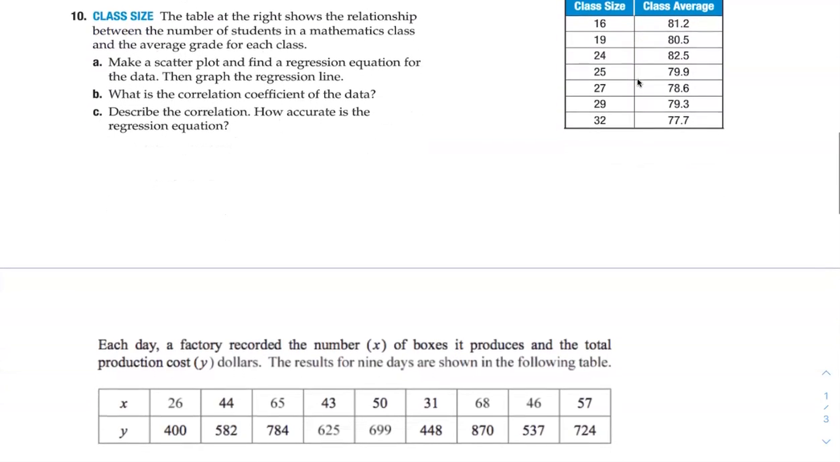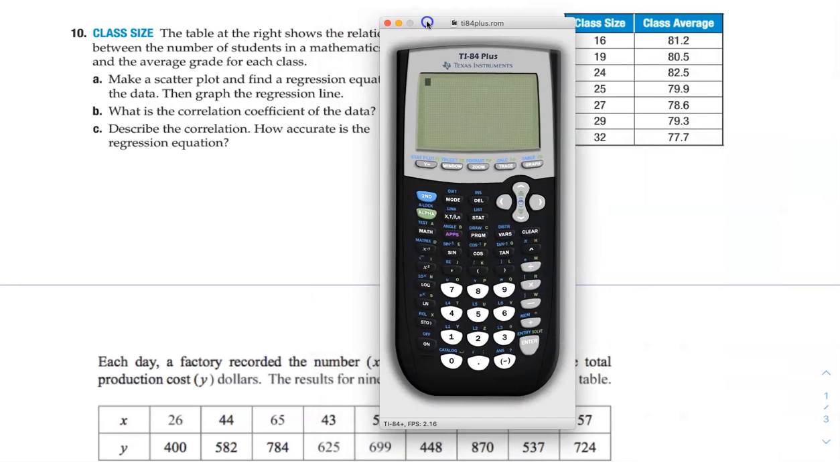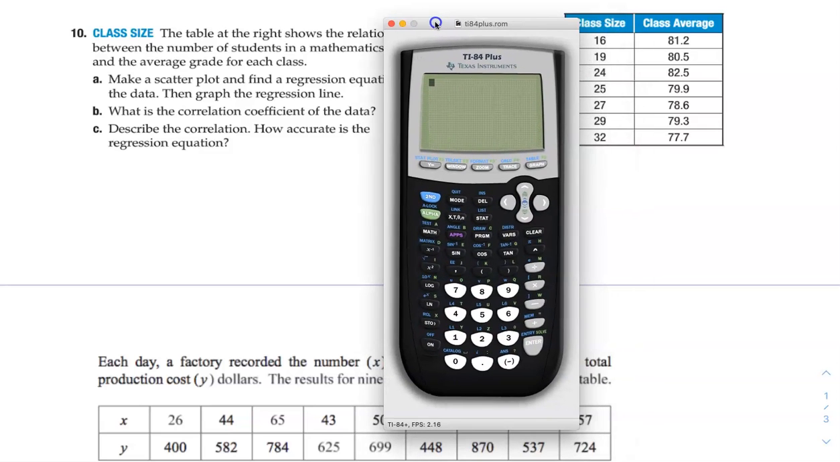Okay, next one. The table at the right shows the relationship between the number of students in a math class and the average grade for each class. Make a scatter plot, find a regression equation for the data, then graph the regression line. So we need a calculator for this. I have one over here, a TI-84. If you don't have a calculator, you can also do this on Desmos.